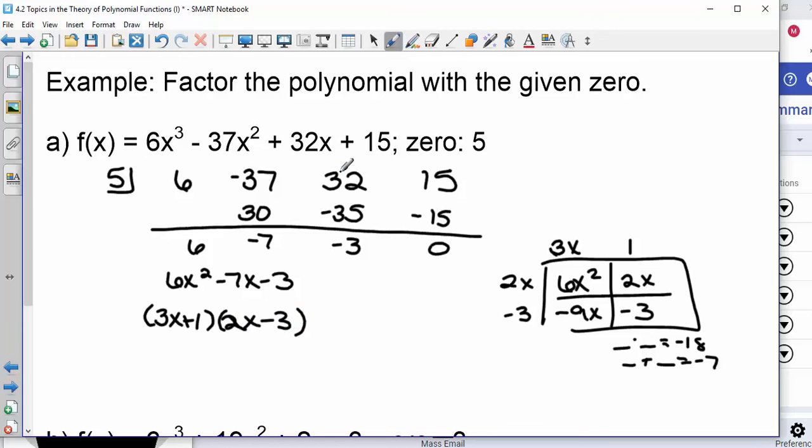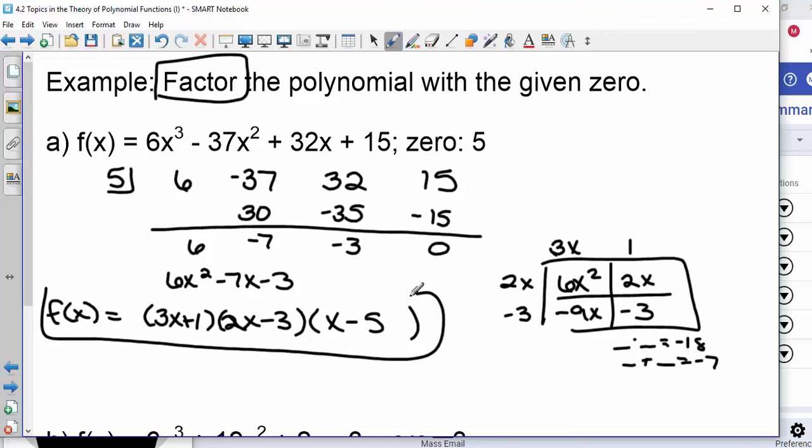Okay. My directions were to factor this. So I want the x's. Since it was an x cubed, that tells me I'm probably going to have 3 parentheses. I have 2. What is my third one going to be? X plus 5. Close. That's x minus 5. So this is the factored form of our polynomial.